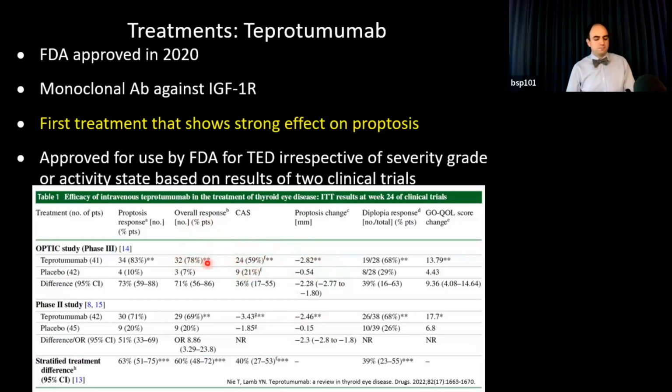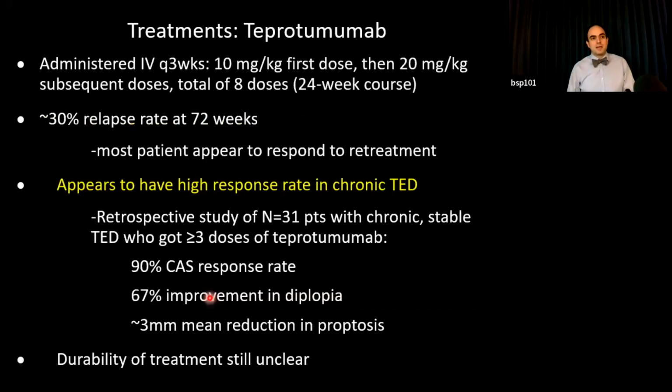The response rate, the number to remember is about 80%, that people get a significant response, and the response rate was defined in this phase 3 trial as a 2 millimeter reduction in proptosis. So good response rate. And overall, as we mentioned, the main issue that I have with the trial is it did not compare it to steroids, because steroids have been the standard of care for a long time.